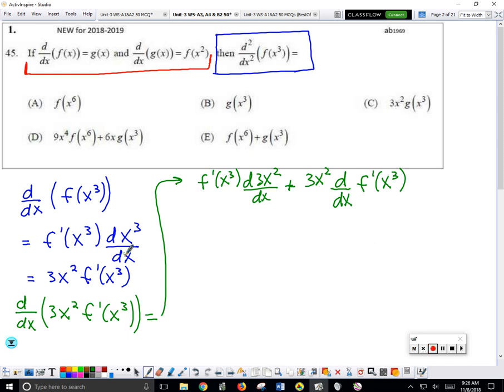Why do you derive the whole thing instead of just the f prime? So the goal is to find the second derivative of this. The way you find a second derivative is to find the first and then do it again. Okay, because I didn't know why. You're good.